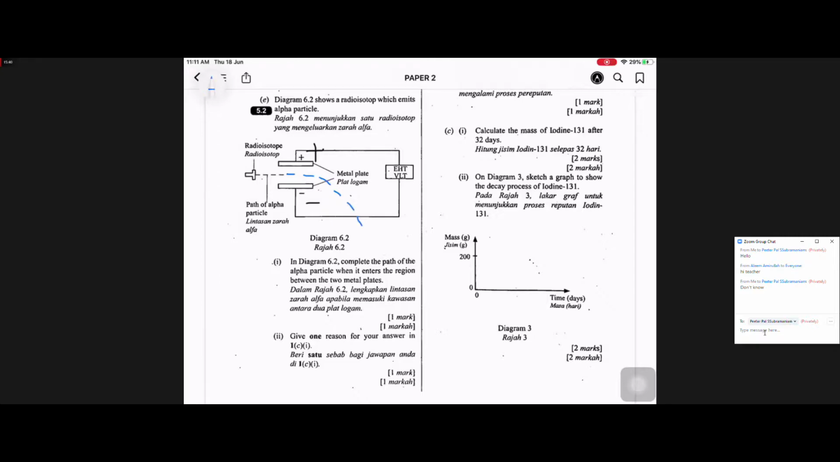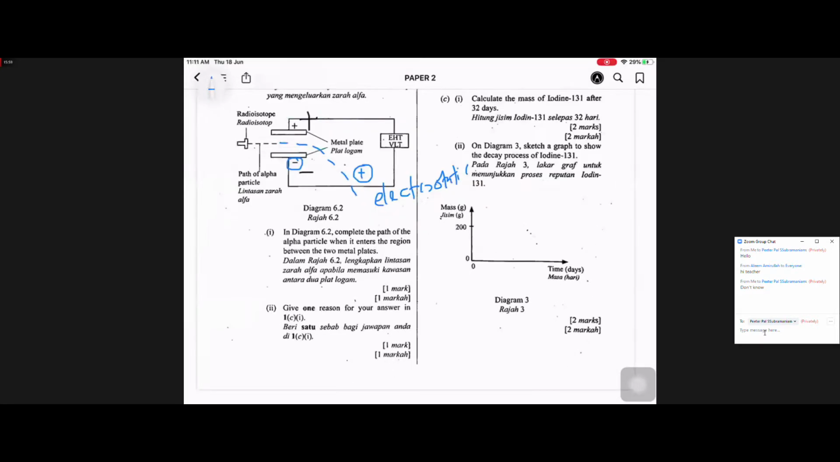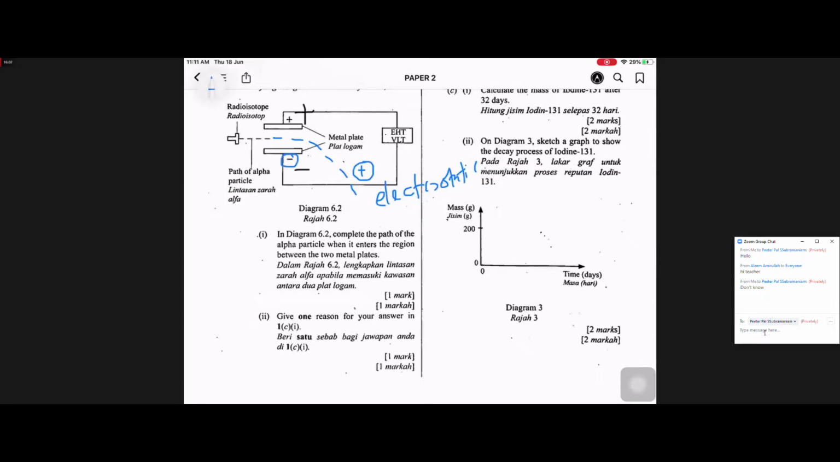Jaden, why did alpha go this way? Because alpha is positive, attracted to negative. Very good. Electrostatic force. Okay, next. Give one reason for your answer. Alpha is positively charged, electrostatic force attracted it. Okay, next.